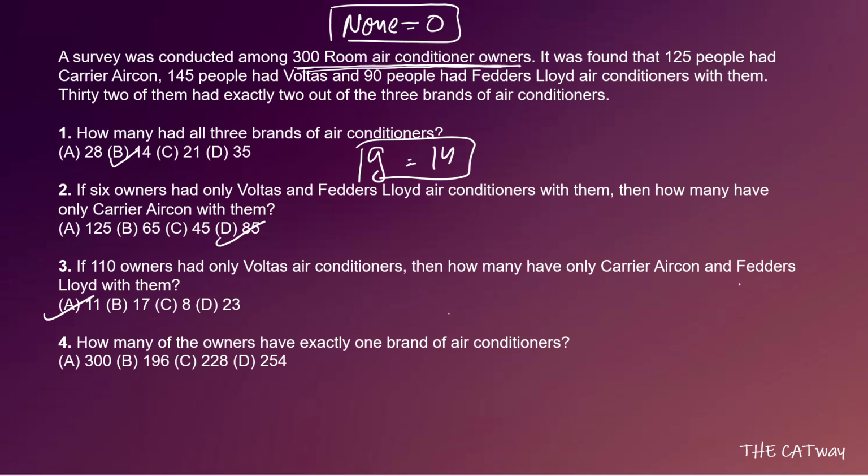Coming to question number 4. How many of the owners have exactly one brand of air conditioner? That means we have been asked A plus B plus C, which we have already calculated to be 254. That is option number D.